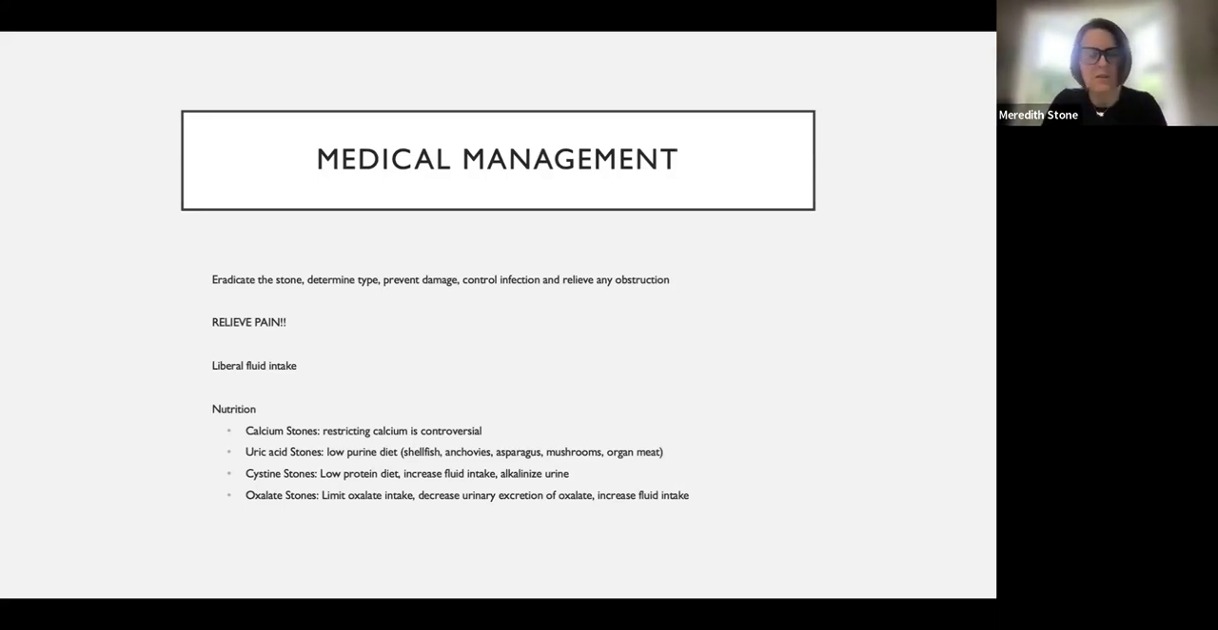So trying to just help them to pass it out. Okay, here you can see calcium stones. So again, it's a little controversial whether or not restricting calcium actually helps with reducing calcium stones.